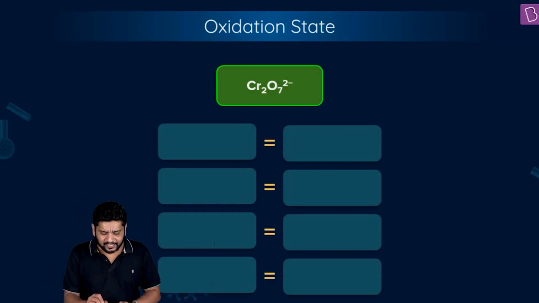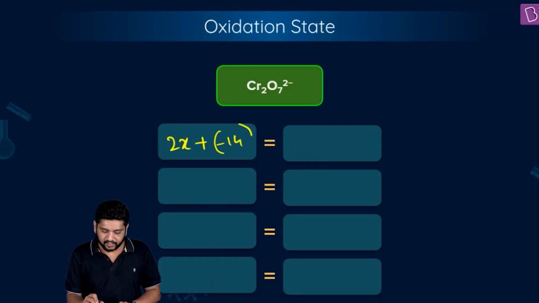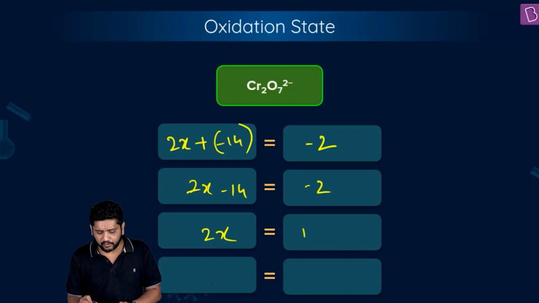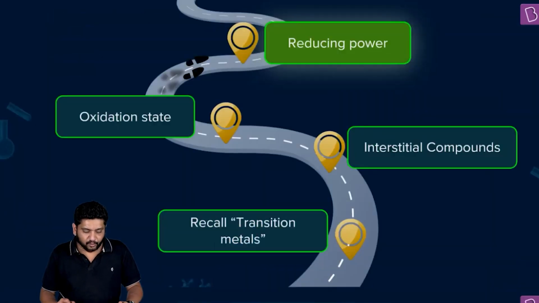So we can use the algebraic method also. We can write 2x plus 7 into minus 2 for the 7 oxygens, right? So 2x minus 14 is equal to minus 2, which means that 2x is equal to 14 minus 2, 12, or you can say x is equal to plus 6, which is same as what was there in chromate. So this is our wrong statement.